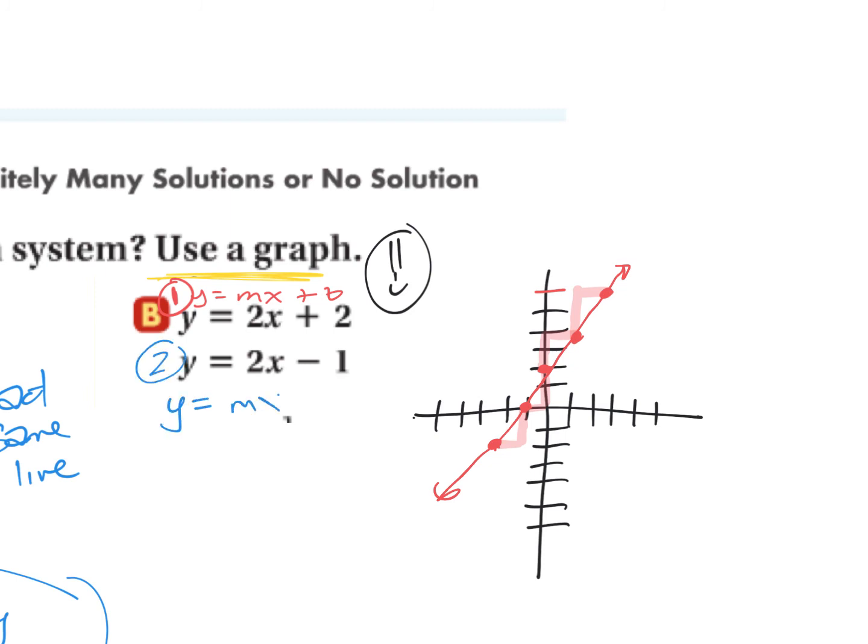And since it's a system, we know we have another one. I'm going to do the second one in blue. I always like to color code this so it's nice and easy for me to see. In the second equation, my y-intercept is at negative 1, and my slope is positive 2. So I am going to be traveling from this point up 2 over 1. Put my point there. We'll do it again. Up 2 over 1.